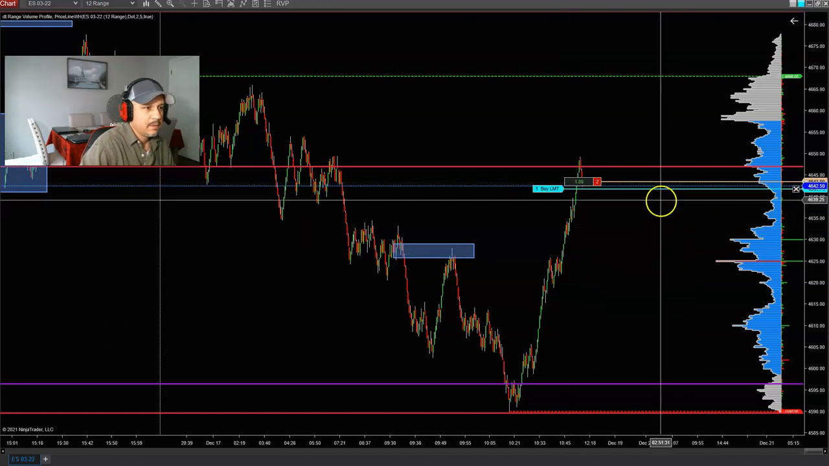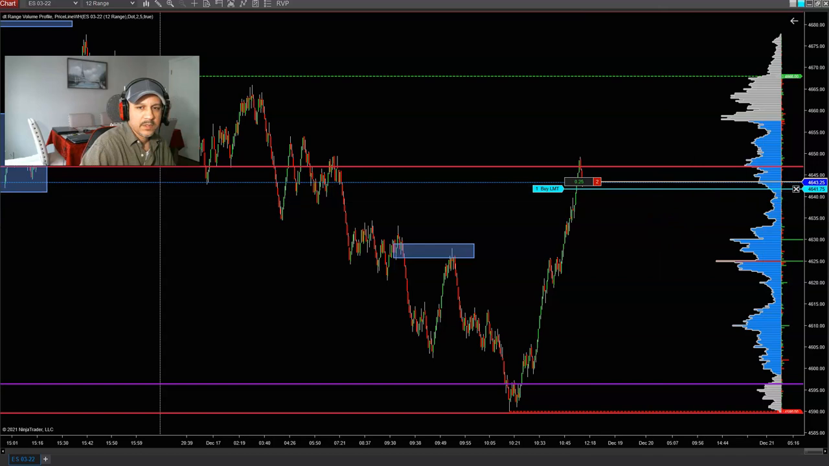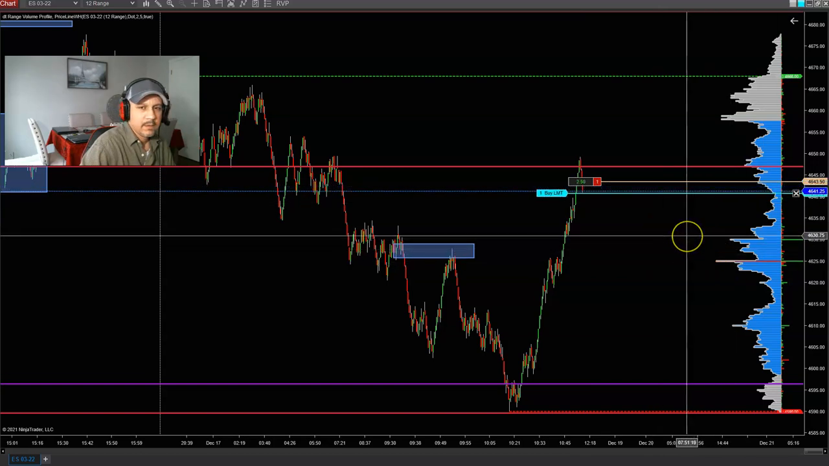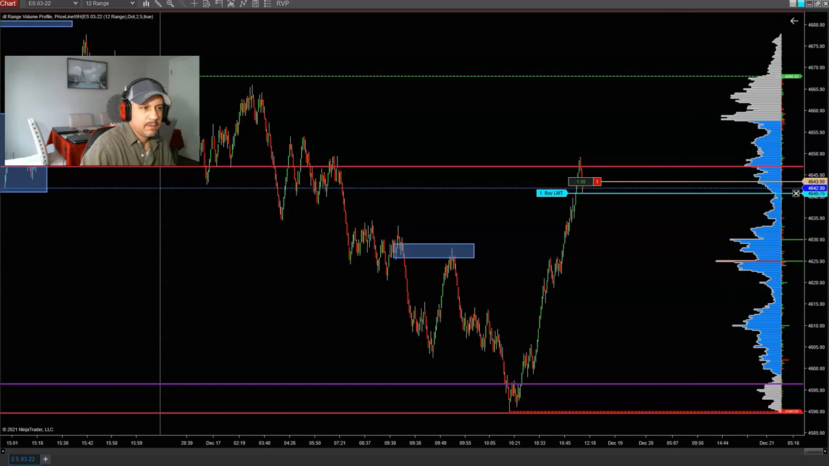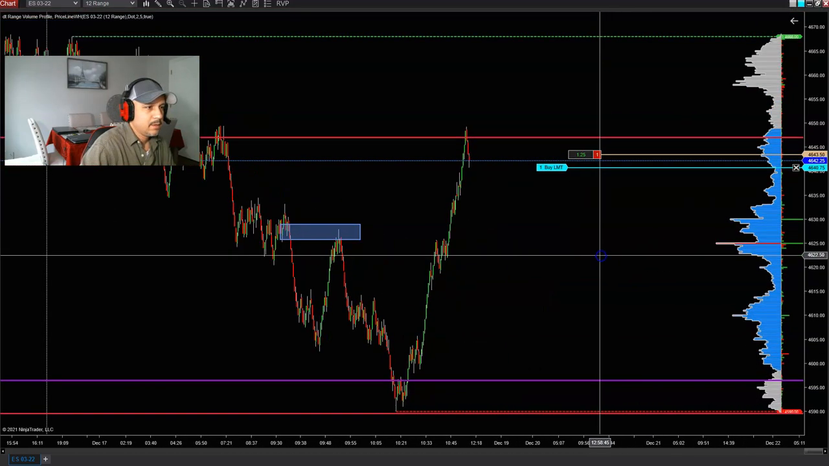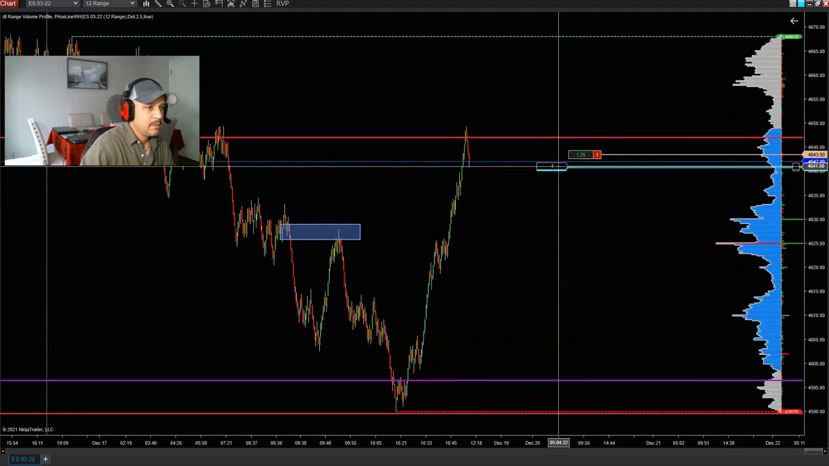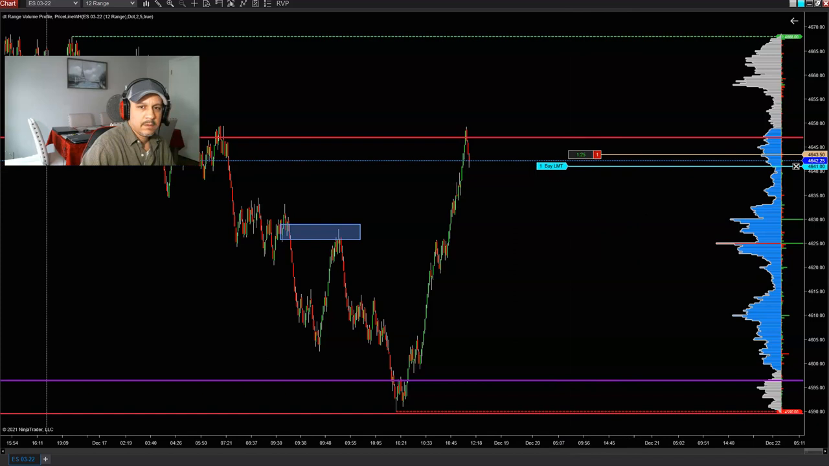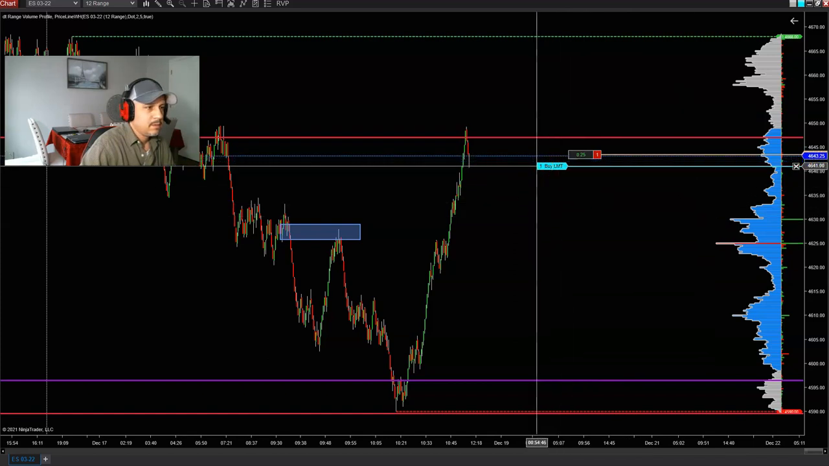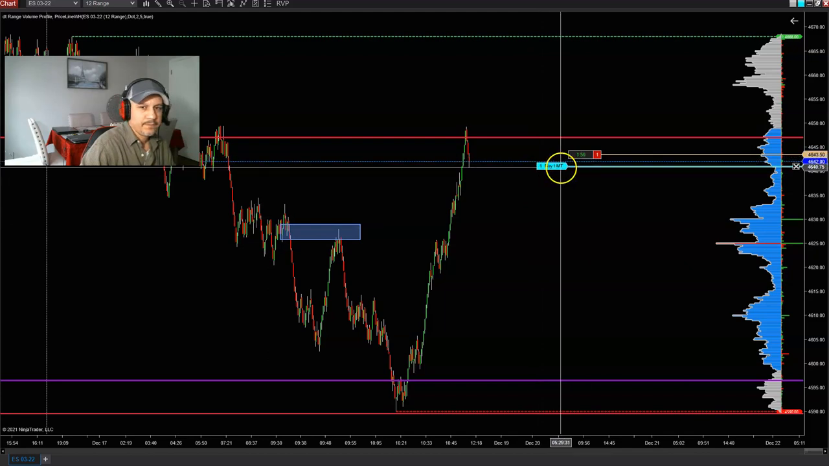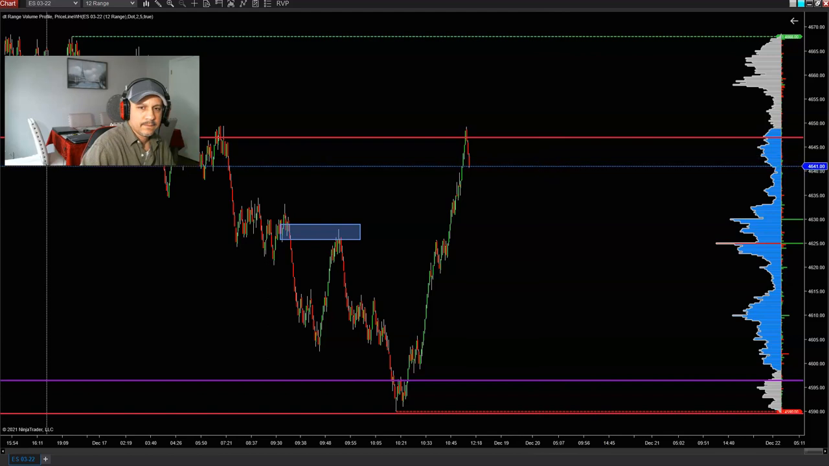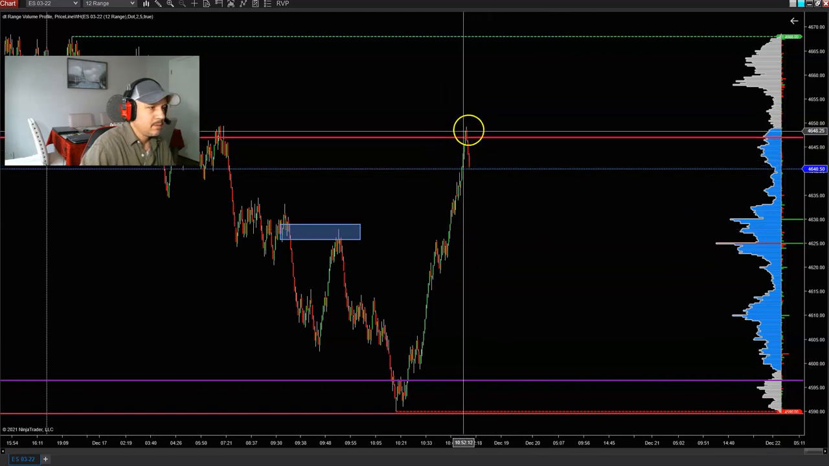Okay, taking a quick short just down to around the 46.40 area, because I see the rejection there. Price can bounce right there at 40. There you go. Got filled on the last contract on 2 points.